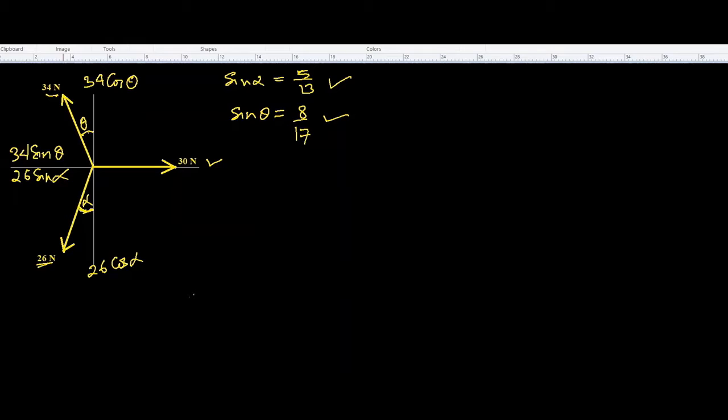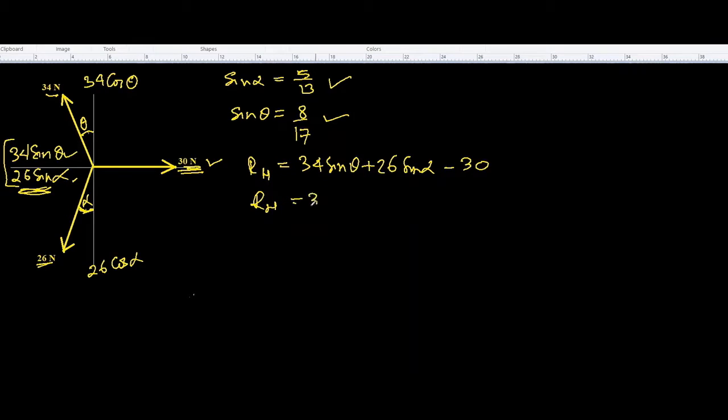Now we clearly see that the horizontal forces are 30 newtons to the right and these two forces to the left. So let's find the resultant in the horizontal direction. It will be the difference of these. Since there are two forces on the left side, I will take that as positive. So let's take 34 sine theta plus 26 sine alpha as positive and 30 as negative because it is to the right. Let's replace their values. 34 sine theta is 8 over 17, plus 26 sine alpha is 5 over 13, minus 30. 17 and 34 cancel, 13 and 26 cancel, so it becomes 16 plus 10 minus 30. That comes out to be minus 4 Newton.